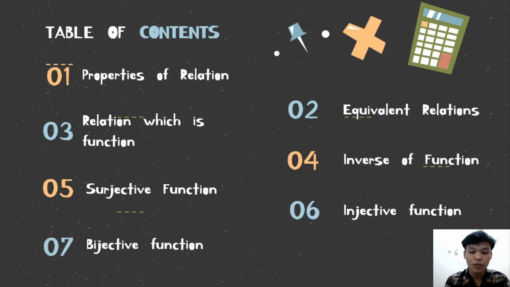So the learning topics that we will speak about in this video are: 1. Properties of relation, 2. Equivalent relation, 3. Relation which is function, 4. Inverse of function, 5. Surjective function, 6. Injective function, and the last, 7. Bijective function.